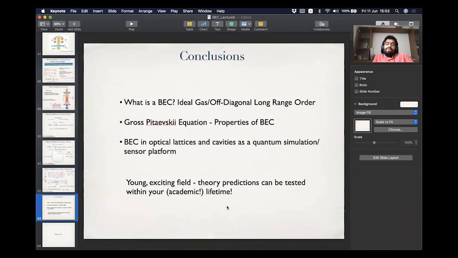I hope I was at least able to convince you that this is a young and exciting field in some sense. It's only about 20 years old, and the theory predictions can be tested within your academic lifetime. In fact, I have been lucky enough to get that opportunity to propose something in my PhD, and by the time in my postdoc, something I proposed could really be tested in a lab, and I could work on that experiment as a theorist. So this is an opportunity that is, I would say, rarely available in physics, and that is one among the many reasons that you should consider ultra cold atoms seriously if you're not working on it already.